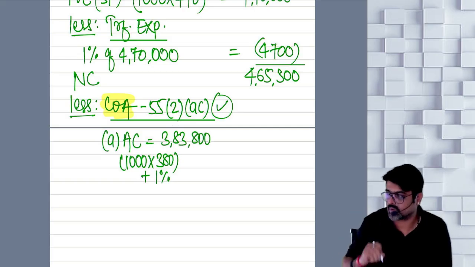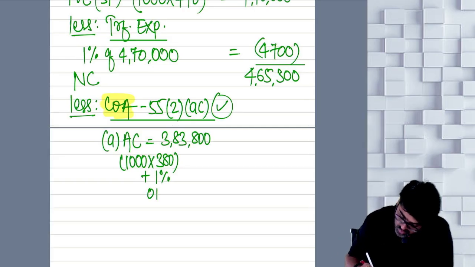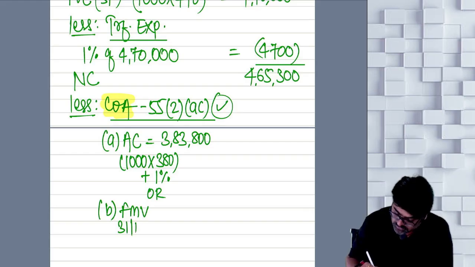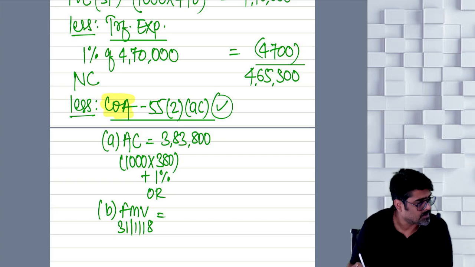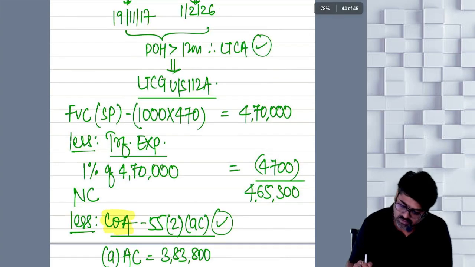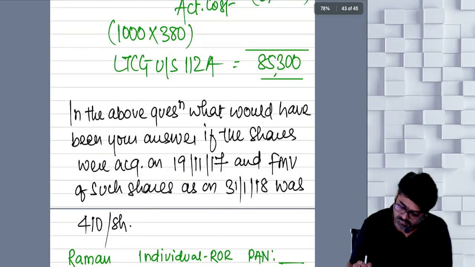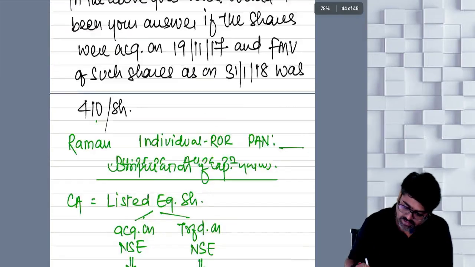3,83,800 is the actual cost you can take, or you can take the fair market value also. FMV on which date? 31st January 2018. This will always be given in the question. So what is the fair market value? We had assumed 410.